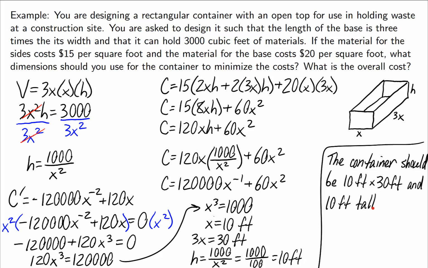This means the container should be 10 feet by 30 feet and 10 feet tall for a total cost of $18,000. And to get that $18,000, you can simply take your values of x and h and put them into the cost function that we have right here.